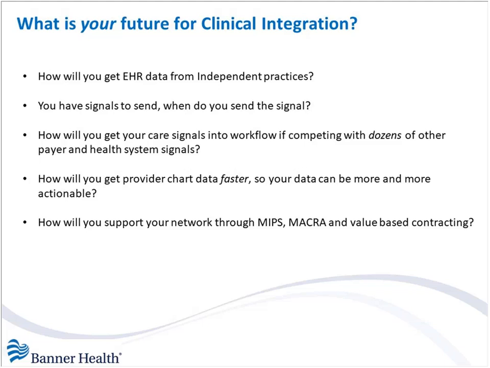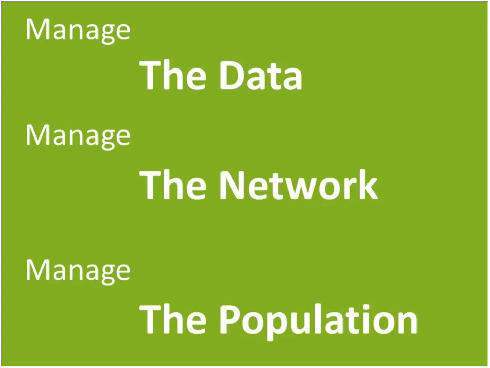But how are you driving improvement? It's beyond just measures. And how will you support your network as they get into MIPS and MACRA and other value-based contracting? Because the speed of information is going to be critical to that. Because what we know is you have to manage the data, and this will help you to manage the network. And when you have a highly tuned and well-curated network, the network will help you manage the population. And that's the end of my slides, and now I'm going to hand it back to Anthony.